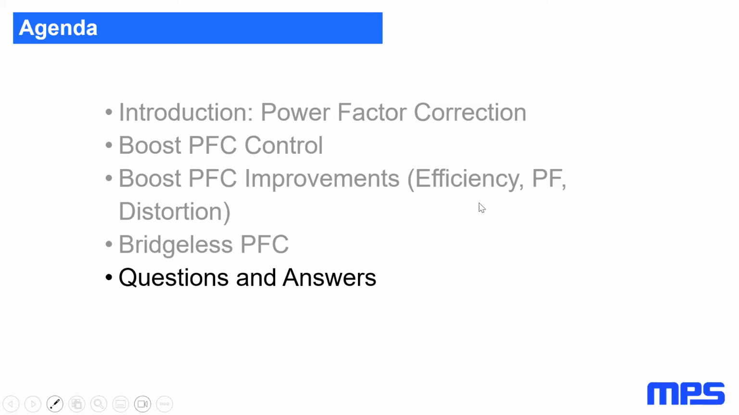Yep, for sure. Okay. Then the next one is, the classical boost PFC has a bypass diode. Is it needed for totem pole PFC? So that bypass diode is usually used to preload the output capacitor of the PFC so that there's not too much current going through the inductor and the diode.